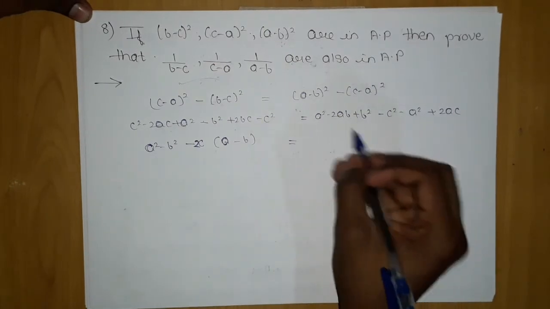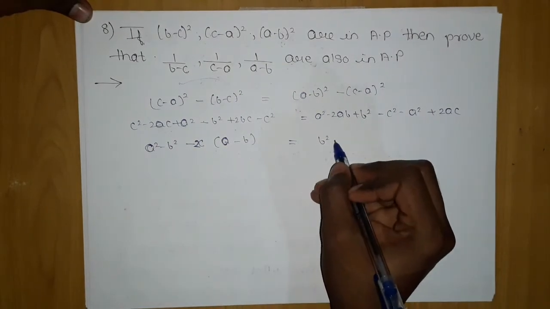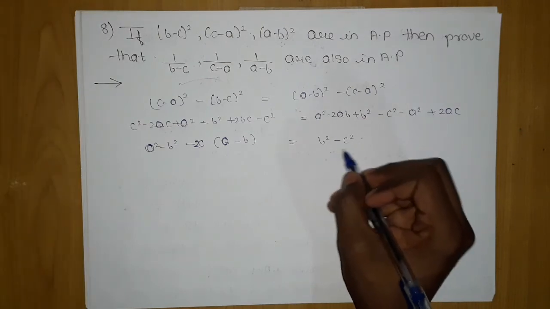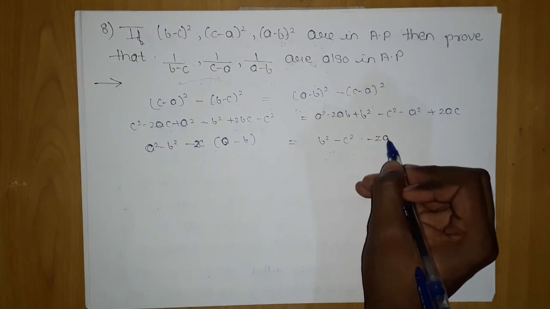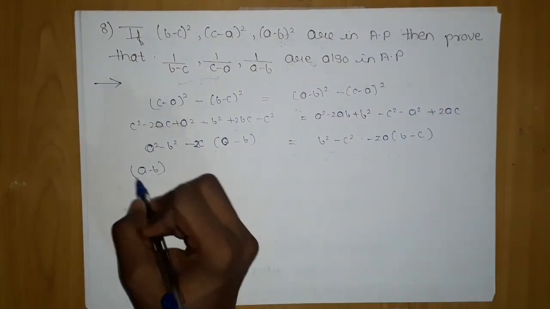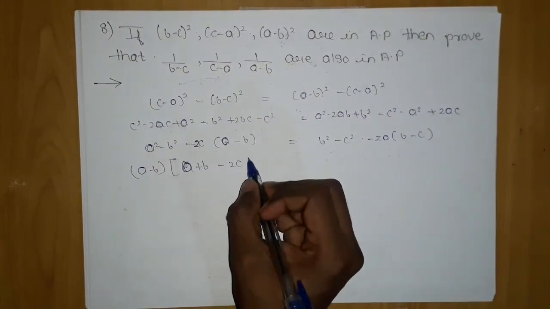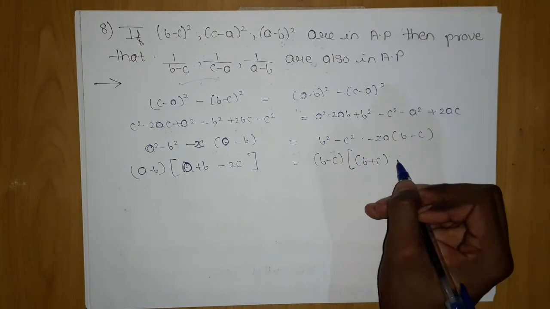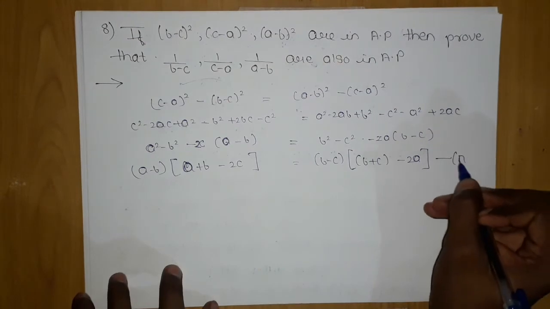Further, if I see clearly, a is cancelling out. We have b square minus c square. If I take minus 2a common, b minus c will come common. So inside, when a minus b is removed, I have a plus b minus 2c. When b minus c is removed, I have b plus c minus 2a. So from here I got this thing, which I call A.